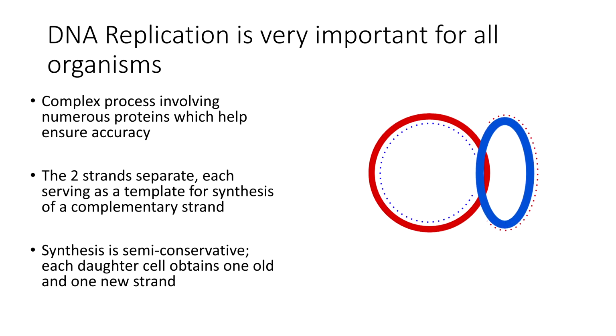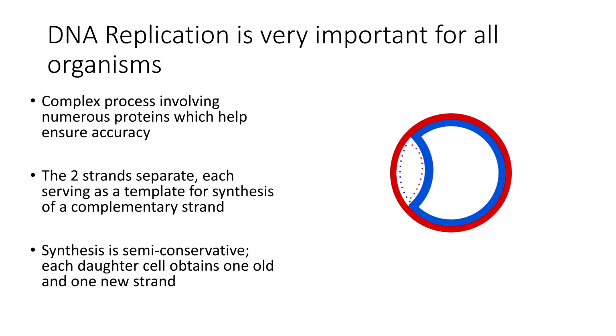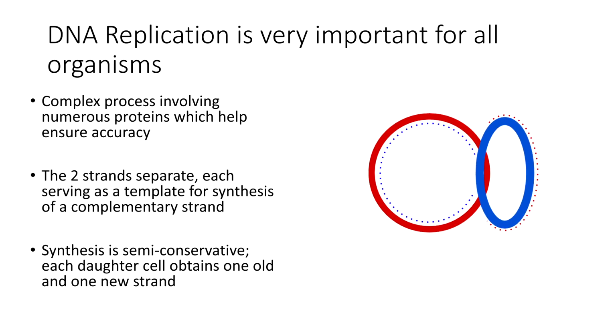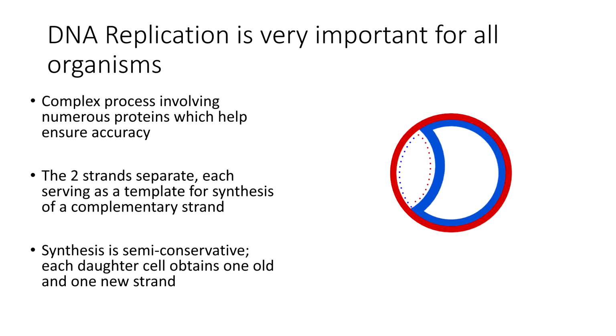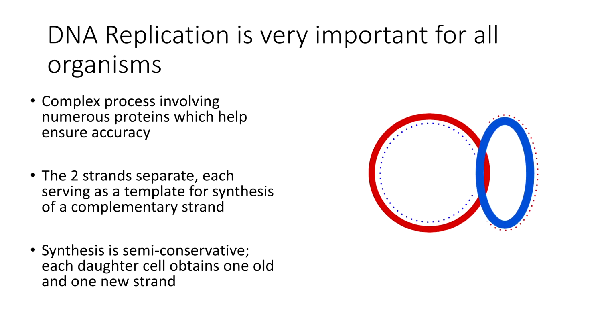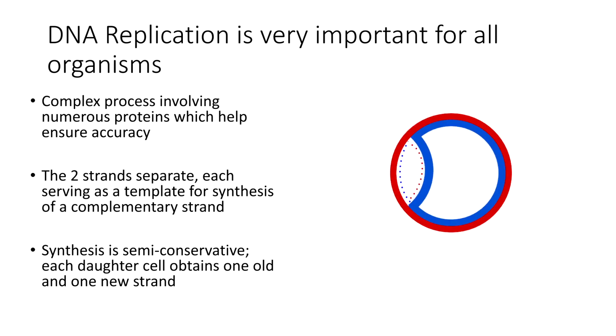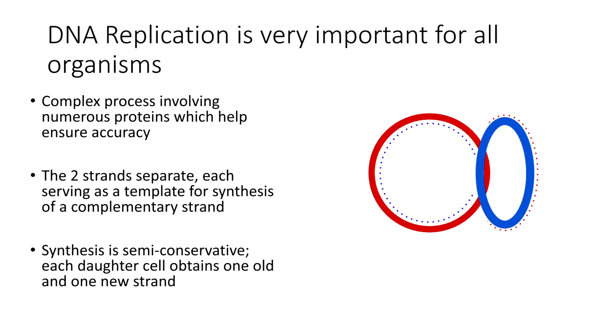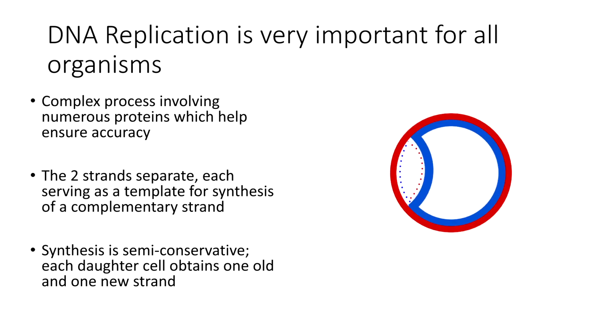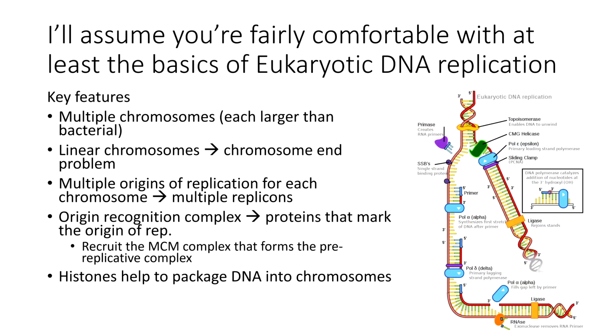The two strands of DNA will basically separate, each serving as a template for synthesis of the complementary strand, meaning that the synthesis is semi-conservative, and each daughter cell or daughter chromosome will obtain one old and one new strand. And I'm going to make a big assumption here that you're at least fairly comfortable with eukaryotic DNA replication. Hopefully you've heard it, maybe you've taken genetics. If not, here's a very, very brief overview.